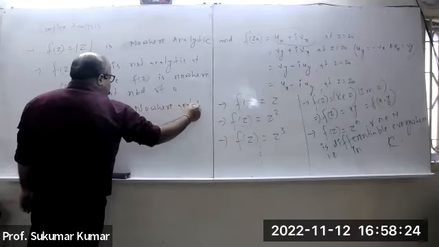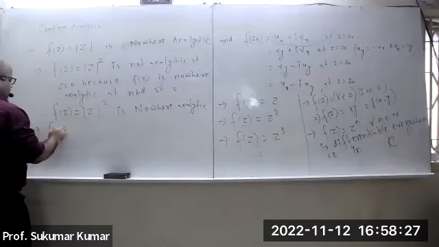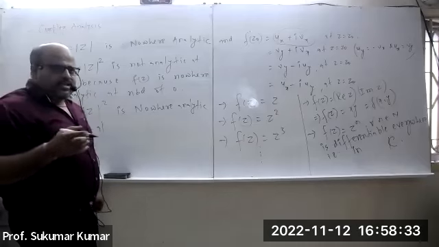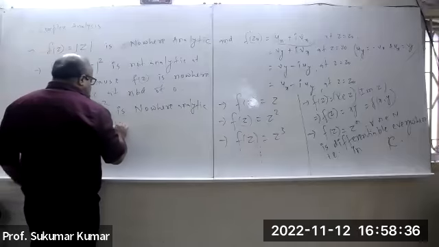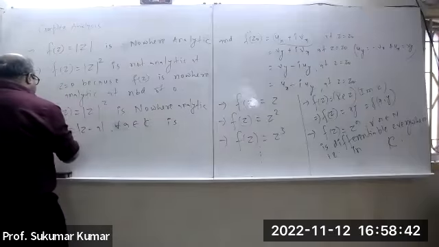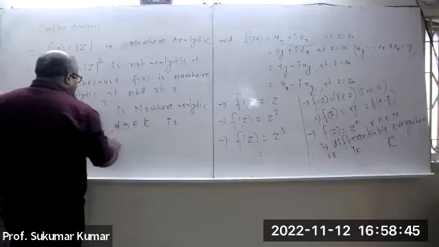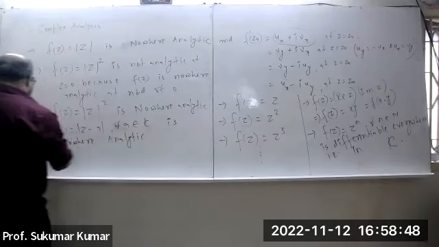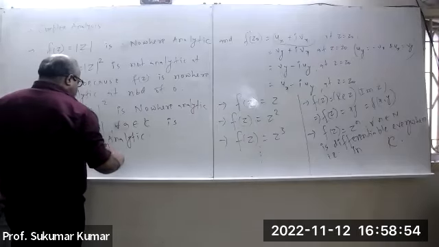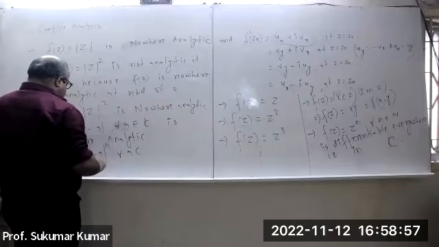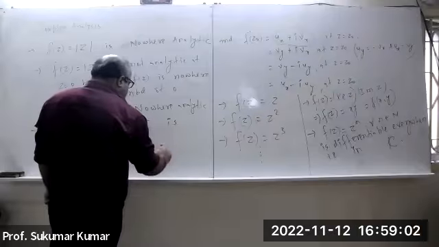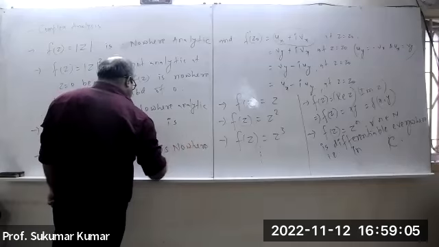The same you can write for generalization. F of z is equal to z minus a. Whatever examples I gave, real part of z, imaginary part, all are nowhere analytic. For all a, if they give any complex constant, mod of z minus a whole squared for all a belonging to C is nowhere analytic.